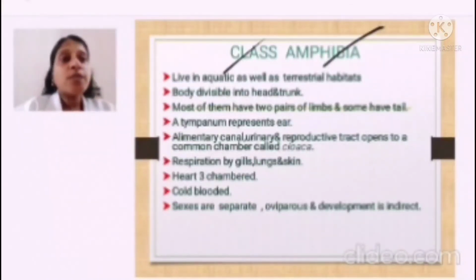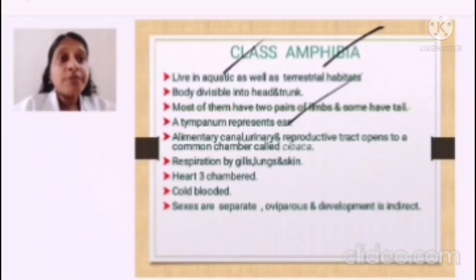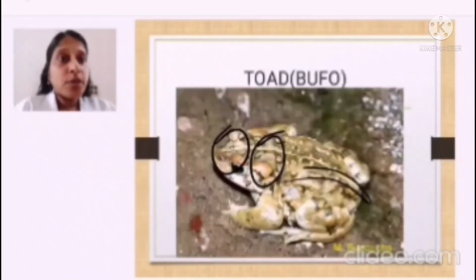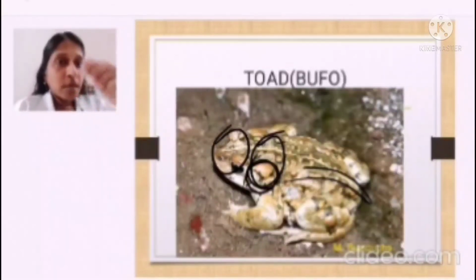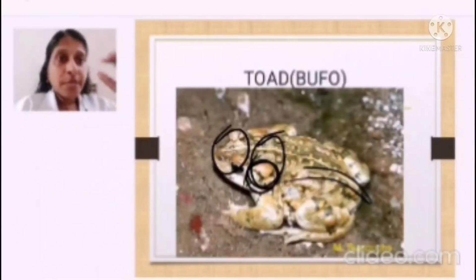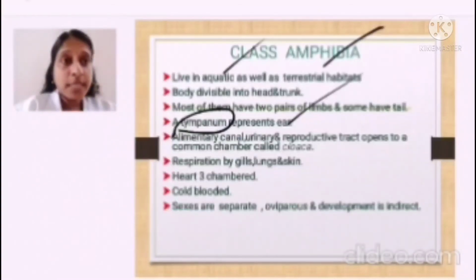Clear? Most of them have two pairs of limbs. Some have tails. Tympanum is present. So here you cannot find an ear. There is a membrane-like structure present, which we call the tympanum, and this membranous structure helps in hearing. Ear cannot be seen in these animals.